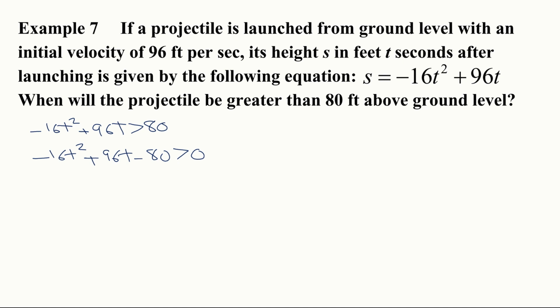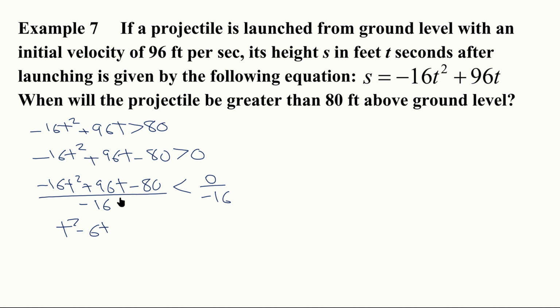So since I'm dividing by a negative, I'll do so on a new line: negative 16 t squared plus 96t minus 80 divided by negative 16, and then 0 divided by negative 16, and we immediately change the direction of the inequality. So we get t squared, 96 over negative, so positive over negative, that's negative, so minus 6t. Negative divided by negative is positive, so plus 5 is less than 0.